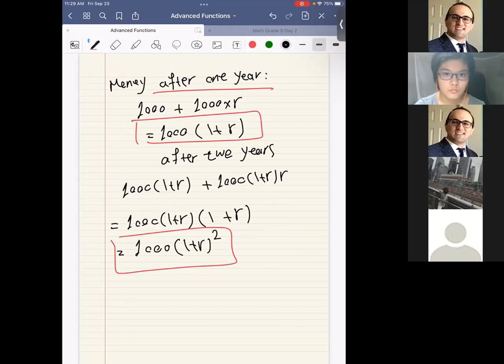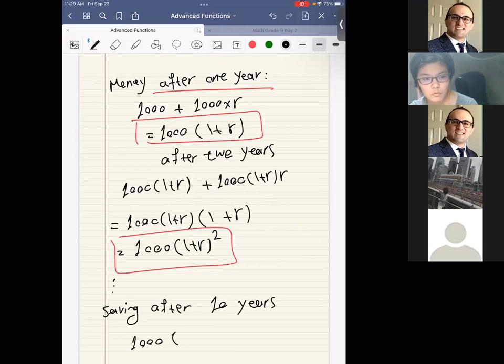What do you think after 10 years? It is 1,000 times 1 plus R to the power 10. Does it make sense? Okay. Now, that's just a simple interest that we compute every year.